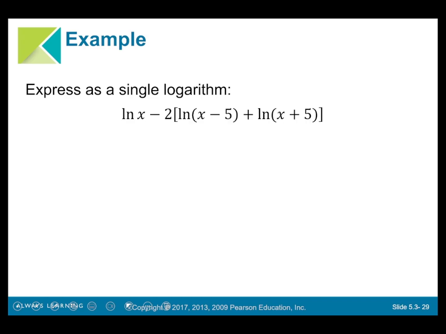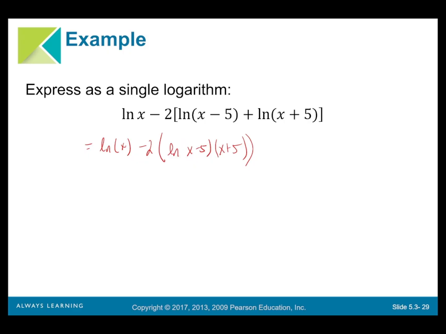Let's do this again. Now we have natural logs. We have natural log of x minus 2, natural log of x minus 5, plus natural log of x plus 5. So using our rules, I'm going to handle what's in parentheses first. This becomes ln of x minus 2. Now, with the addition, I'm going to turn that into multiplication: ln of x minus 5 times x plus 5. And all of that is inside my natural log here.